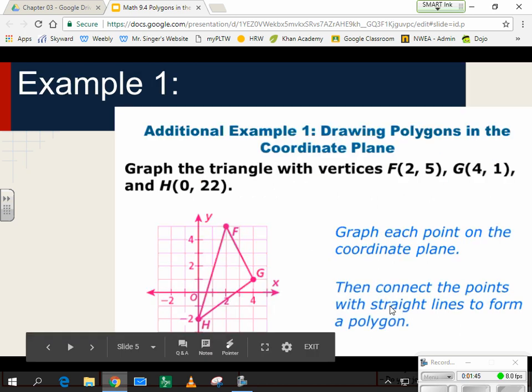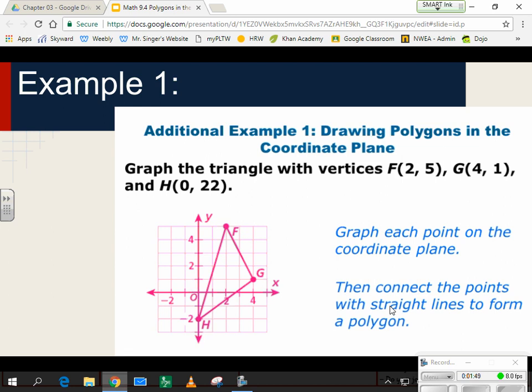So let's get into our first example, which is drawing a polygon in the coordinate plane. Make sure you have that written down. Drawing polygons in the coordinate plane. Now, if you're given the vertices of F, G, and H, and you plotted them on a coordinate plane like you're supposed to do here, you then connect the dots. I know you guys have played connect the dots before.